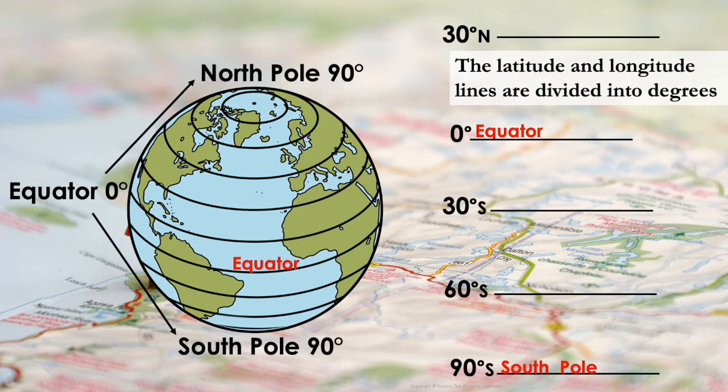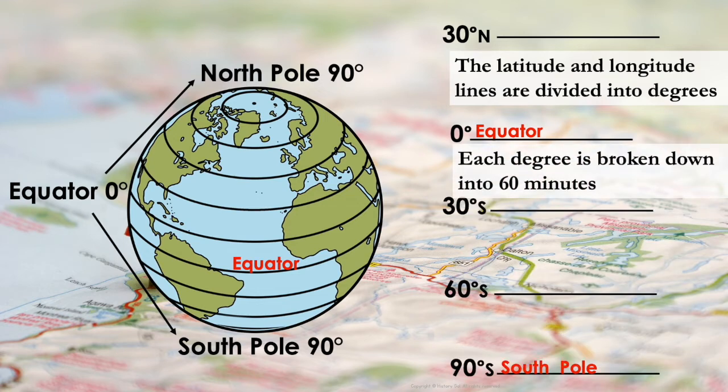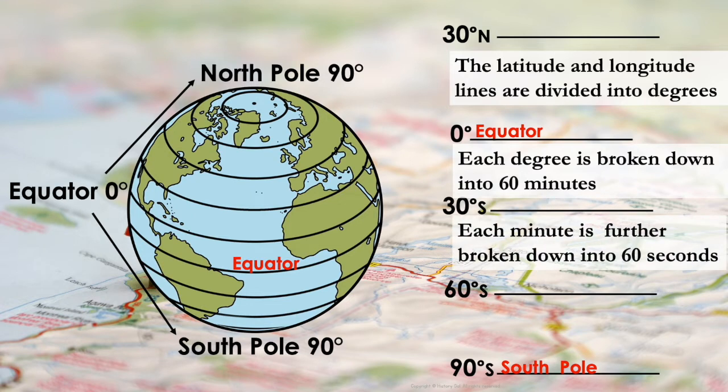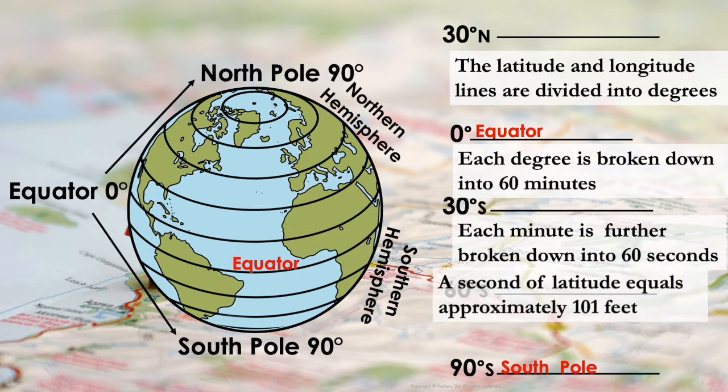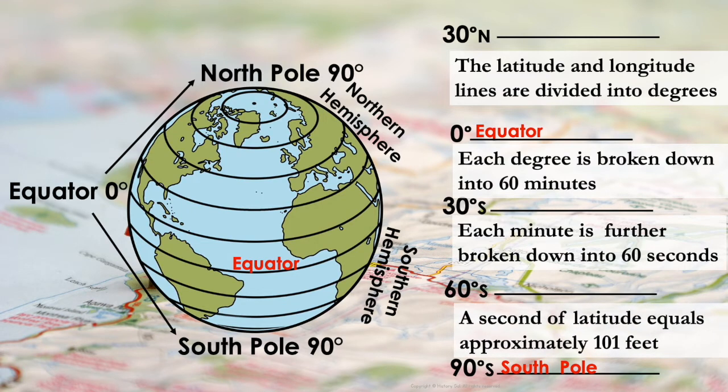The latitude and longitude lines are divided into these degrees. Each degree is broken down into 60 minutes. So if you wanted to get more precise than just that degree, you would start adding on minutes. Each minute is further broken down into 60 seconds. So the approximate latitude equals the approximate amount of 101 feet.